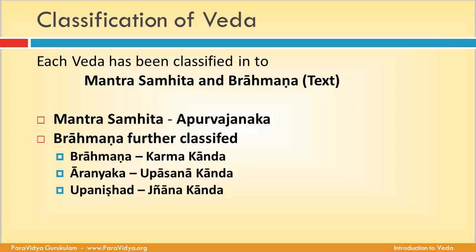Brahmana is further classified as Brahmana, Karmakanda, Aranyaka, Upasanakanda, Upanishad, Jnanakanda.